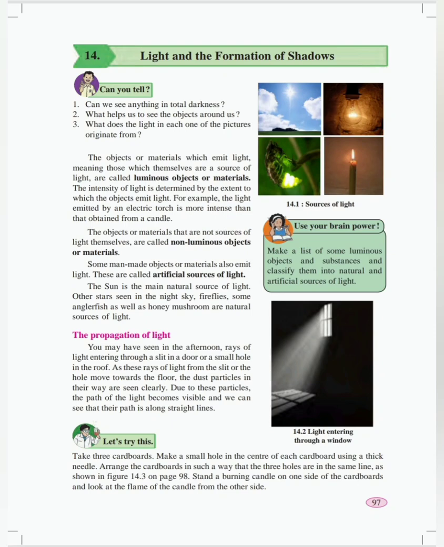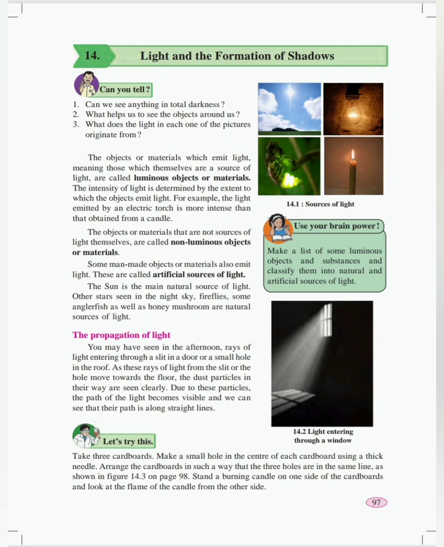How do we find out whether light is traveling, or propagating, in a straight line? When sun rays enter a house, we can see that there are dust particles present in them. With the help of those dust particles, we can easily find out the correct pathway of the light. That shows us that light travels in a straight line.